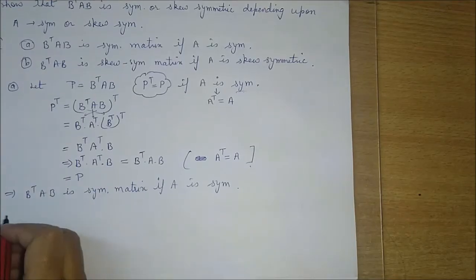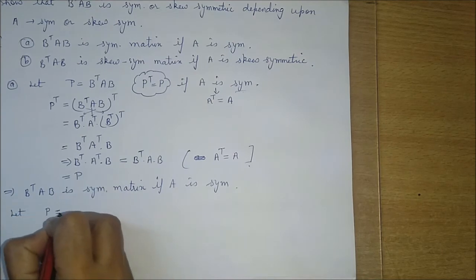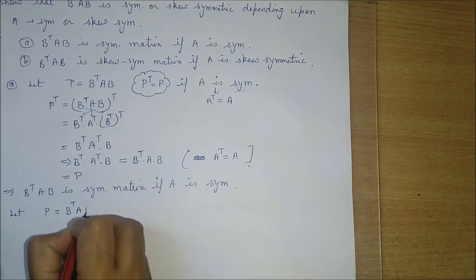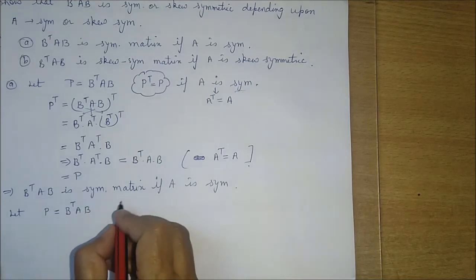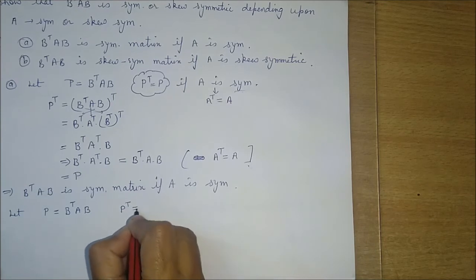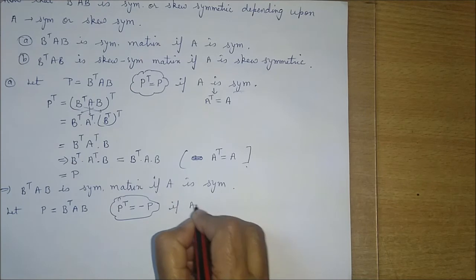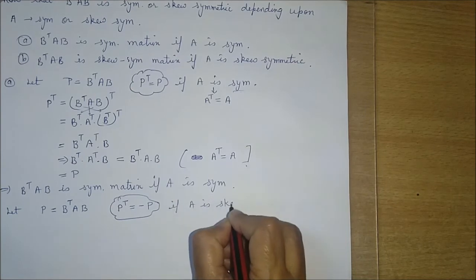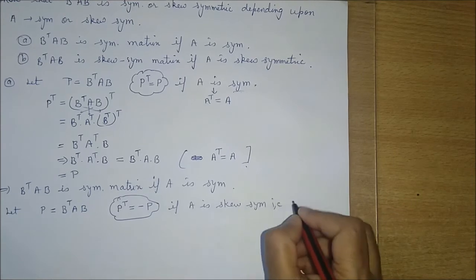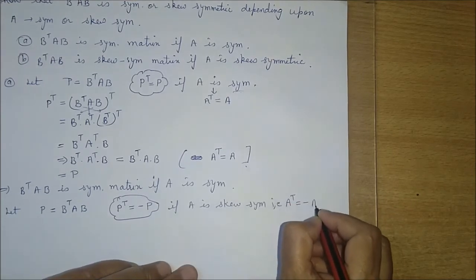Now second part, let P equal transpose of B into AB. Now we have to prove that transpose of P equals minus P if A is skew symmetric. That is, transpose of A equals minus A.